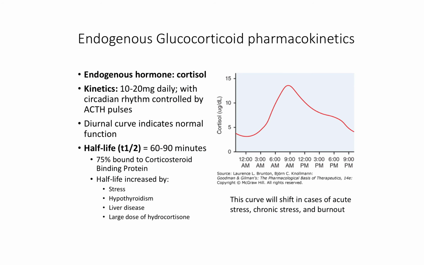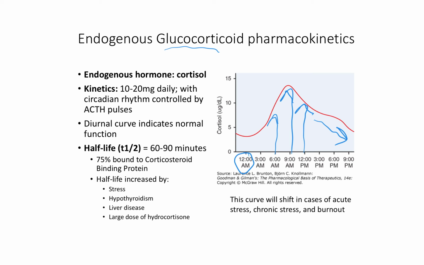Just to give you some insight into what we see natively in the body with the pharmacokinetics of glucocorticoids, with our endogenous hormone being cortisol. So if you take a look at this diurnal curve here, it's starting at midnight, and we see that levels of cortisol are relatively low throughout the night, and then upon waking they start to rise, and they're relatively high in the early to midday, and then they start to go down again as the day progresses.